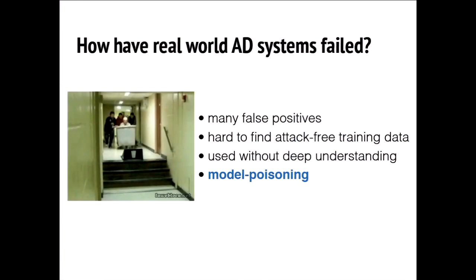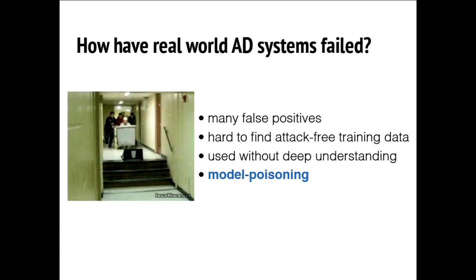So how have real-world systems like this failed? First of all, there are many false positives. I'm sure you've heard of a lot of IDS companies who used machine learning anomaly detectors in the past, who have decided to stop using it and use rule-based heuristics because they're getting a lot of false positives. They're getting so many alerts that they just ignore all alerts, and then they miss the true anomalies.